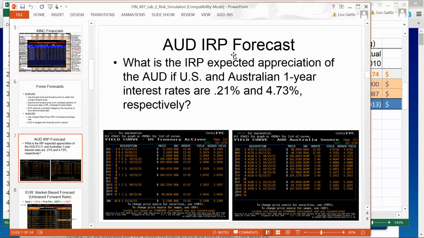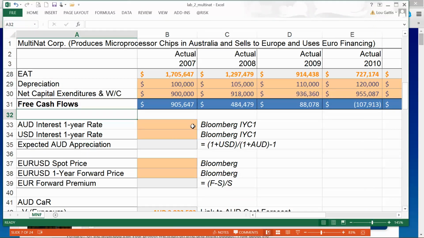So looking at the Australian dollar, we have the yield curve for the US and Australia. And you see the 1 year in US is about 21 basis points. The 1-year sovereign yield in Australia is 473 basis points. So we'll plug that into our model. So below the pro forma financial statements, we have the Australian interest rate, 0.0473, and the US interest rate, 0.0021.